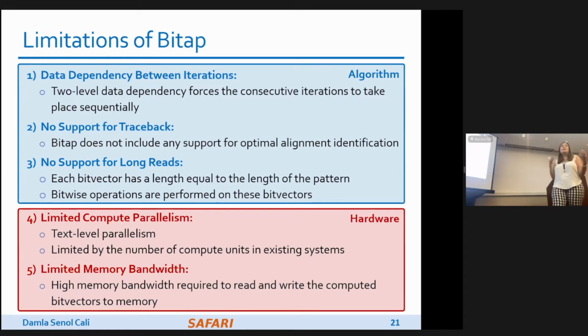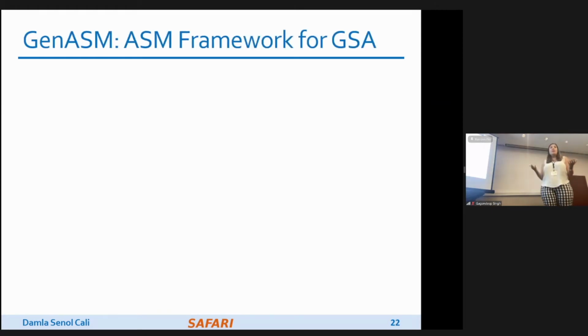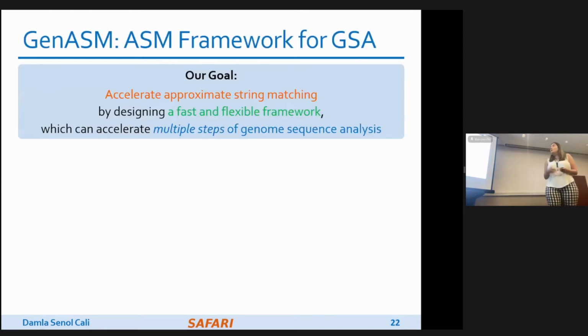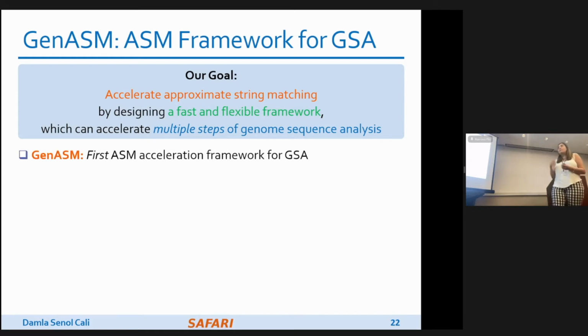So obviously we need a completely new design, which thinks from both the algorithm level and the hardware level in order to resolve these issues. That's why we propose Genome. In Genome, our goal is to accelerate approximate string matching by designing a fast and flexible framework, which can ultimately accelerate multiple steps of genome sequence analysis, because ASM is used in multiple steps of the genome sequence analysis pipeline. And Genome is the first ASM acceleration framework for genome sequence analysis handling multiple use cases.